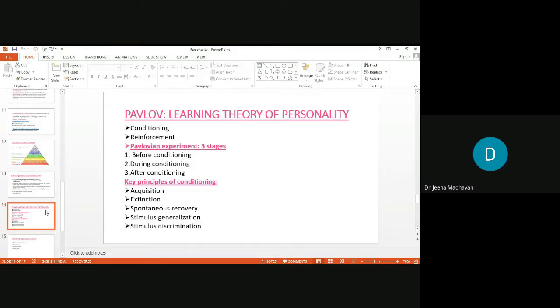And what are the various theories of learning? Do you remember? One is classical conditioning, by Pavlov, and operant conditioning, then law of effect. These are the various theories of learning.